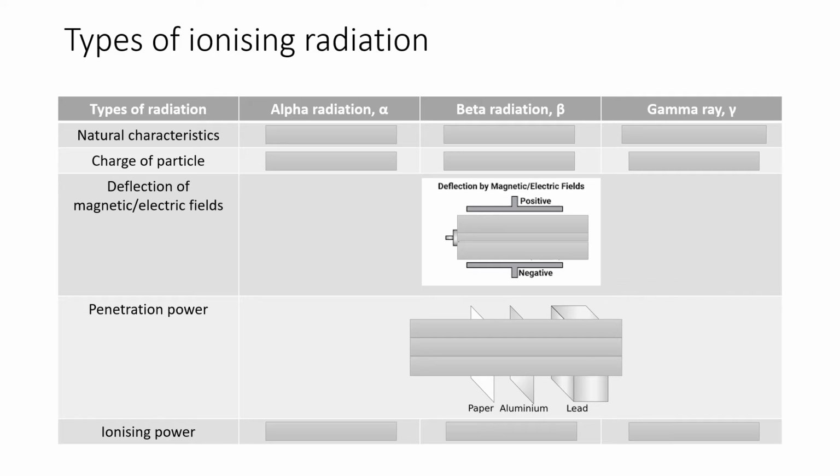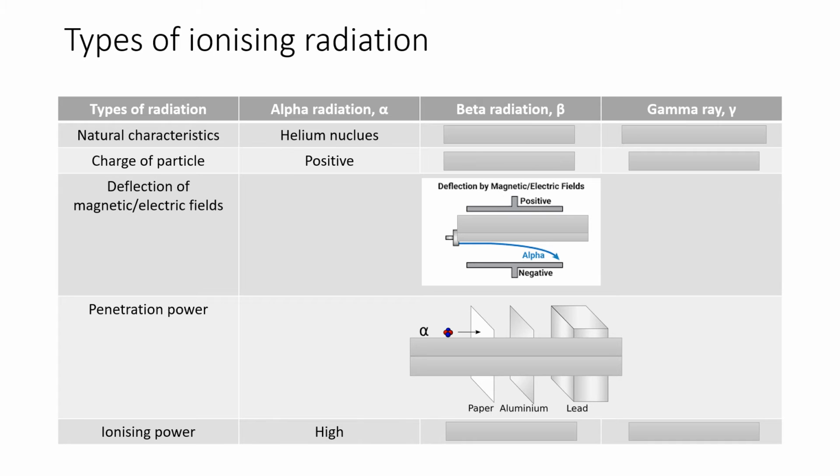We start with alpha radiation. Alpha radiation consists of two protons and two neutrons bound together into a particle identical to a helium-4 nucleus. It is a positively charged particle and deflects in electric and also magnetic fields. It has the least penetration power and can be stopped using a sheet of paper. But it is more dangerous if it enters our body, as it has the highest ionizing power.